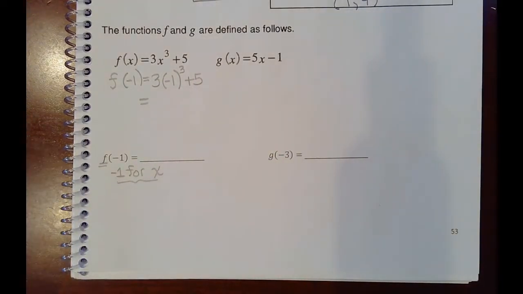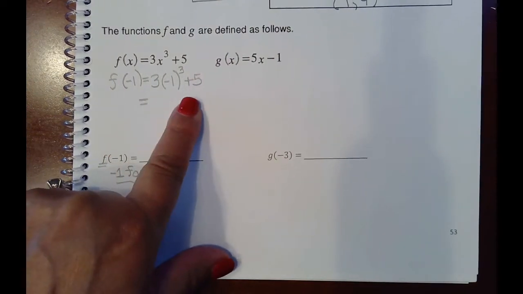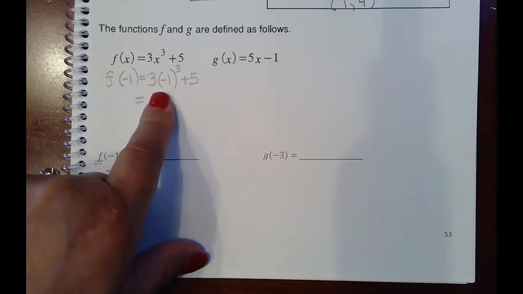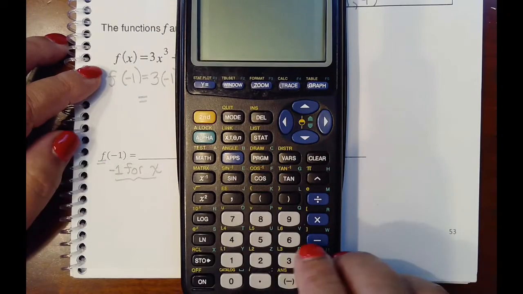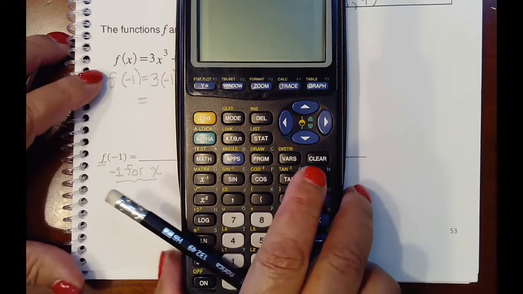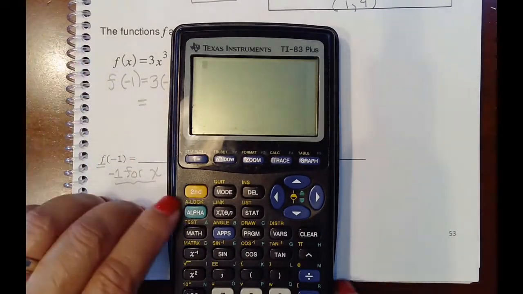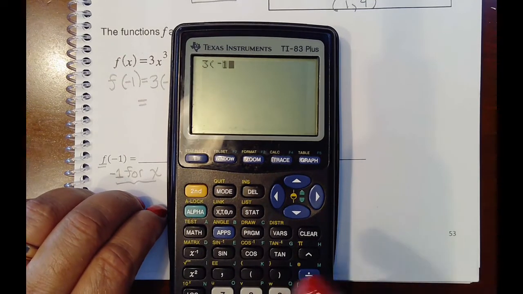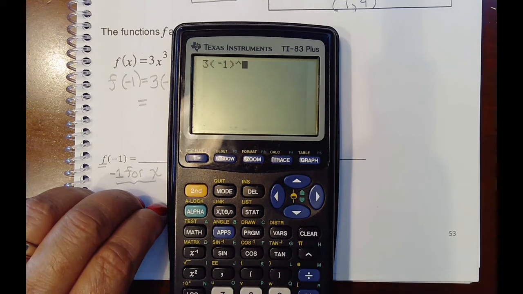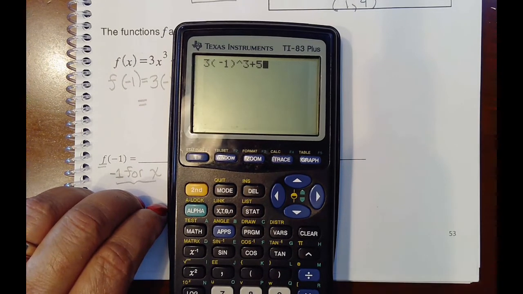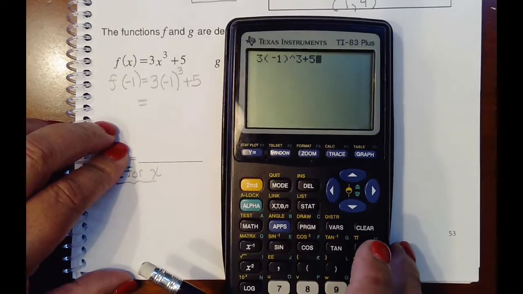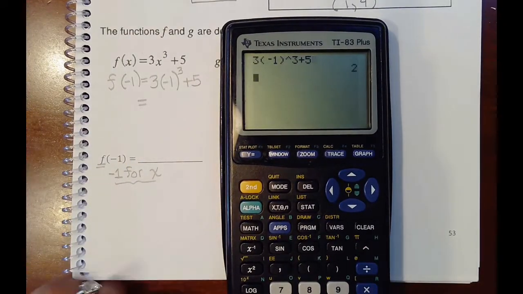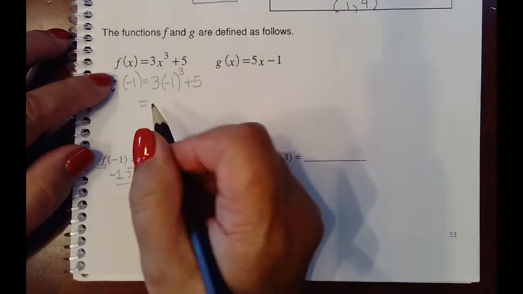If you are going to put this in your calculator rather than doing it by hand, press it in exactly as you see it, wrapping parentheses around this negative before raising it to a power. So this would be 3 times -1, close that parenthesis, raise it up to the third power, then add 5. Exactly like it looks right there. And the answer is 2.